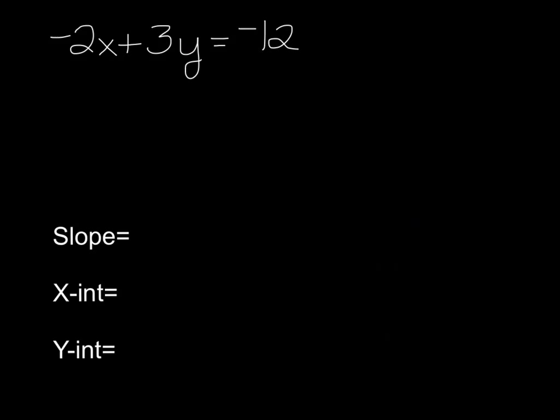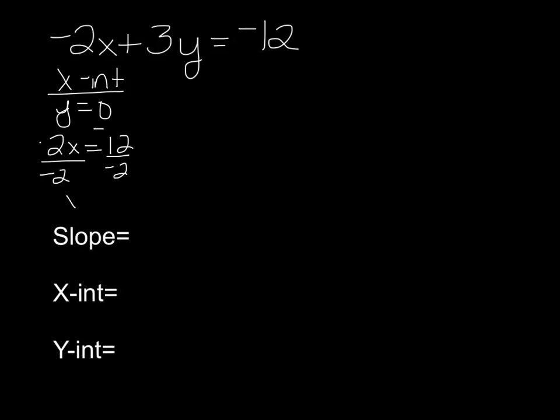All right, for this one here, we have another equation in standard form. So remember, from standard form, which ones of these three can we pull out? Well, we can pull x-intercept and y-intercept if we solve for them. So we're going to take our x-intercept. That means y is going to equal 0. So we have negative 2x equals negative 12. Divide by negative 2. X is going to equal a positive 6. So that means your x-intercept is 6, 0.